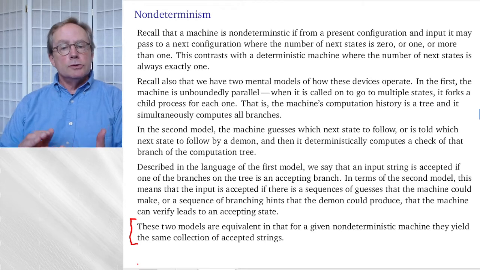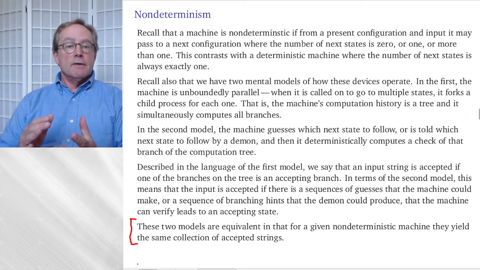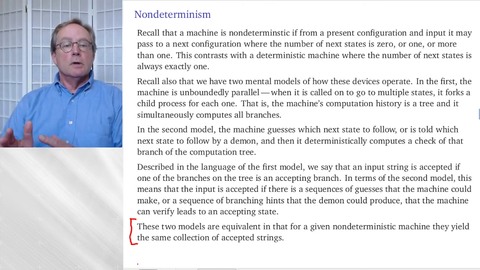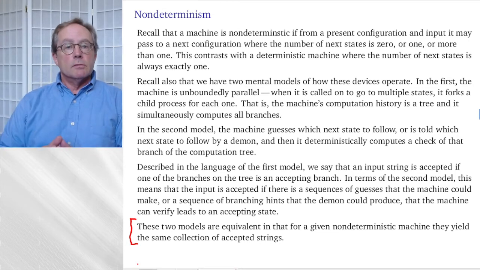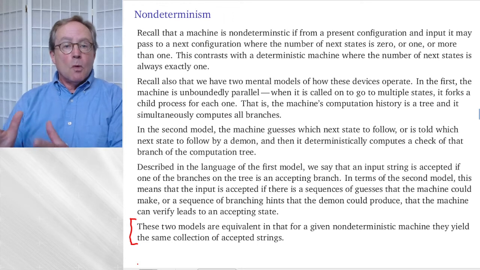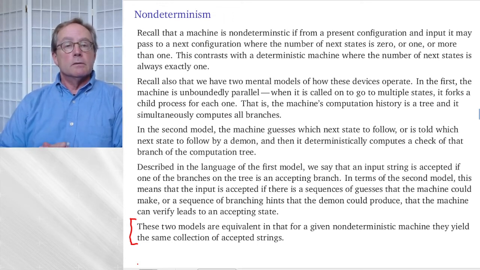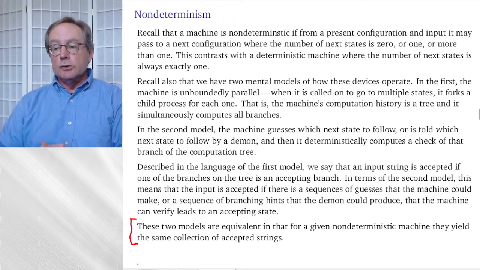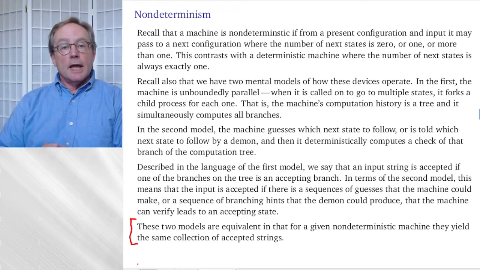Okay? And those two models are equivalent because if there is some branching child, then there is a way to guess. And if there is a way to guess, and you tried every possible way, some of the children would find it. Okay, so those two models give the same collection of accepted strings.